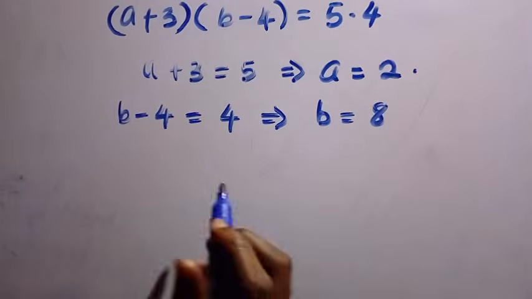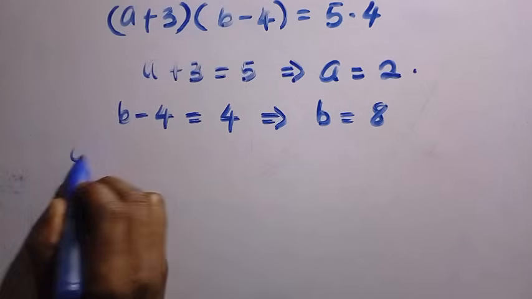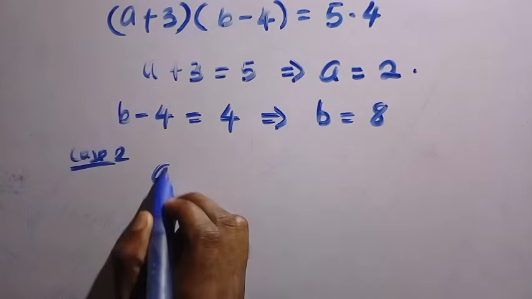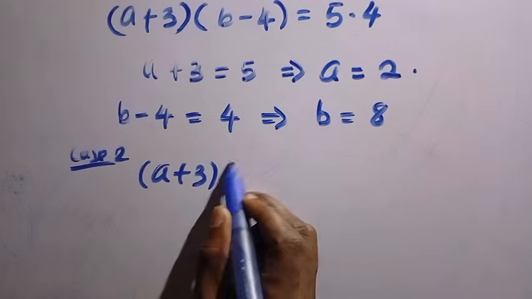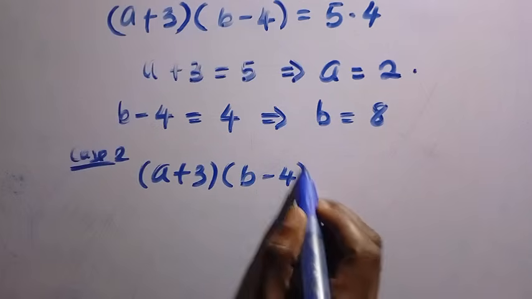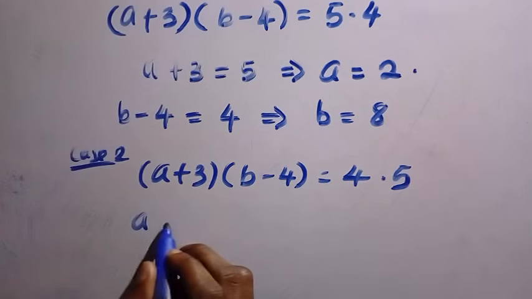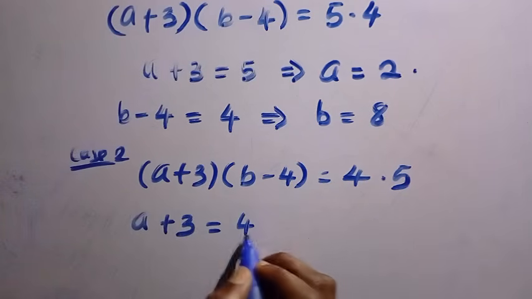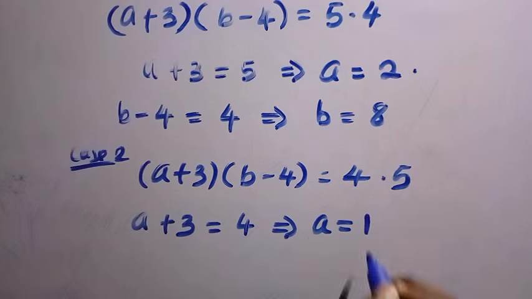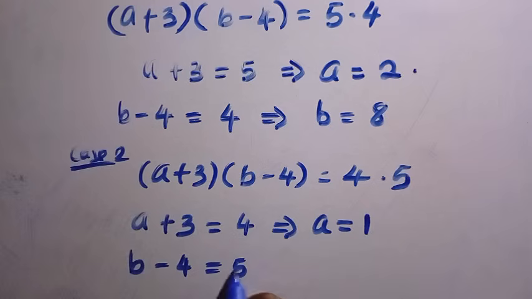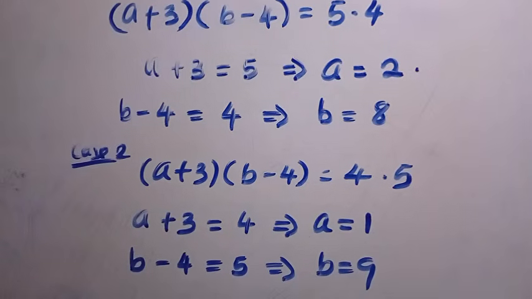The second case is when we have 4 multiplied by 5, so (A + 3)(B - 4) = 4 multiplied by 5. With this, A + 3 = 4 implies that A equals 1. And also B - 4 = 5 implies that B equals 9. All these values we got are members of natural numbers.